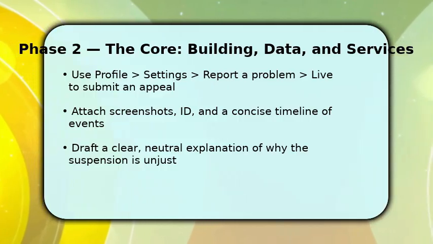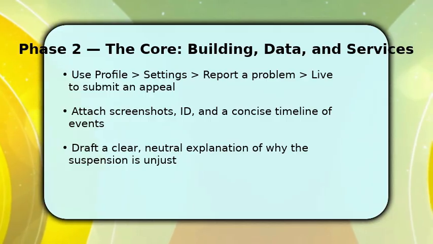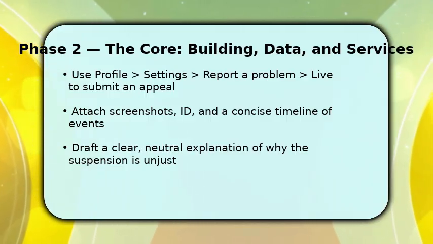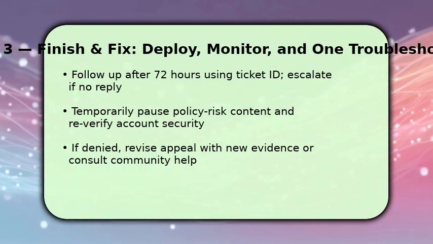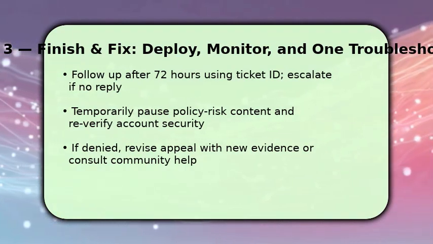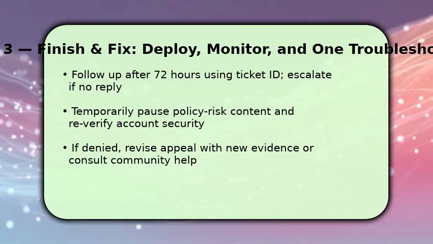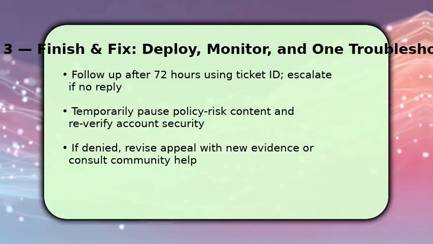While waiting, prepare a short, polite follow-up message and gather any moderator messages or viewer statements that support your case. You finish by actively managing the appeal. Follow up after 72 hours using your ticket ID and escalate through the app if there's no reply.